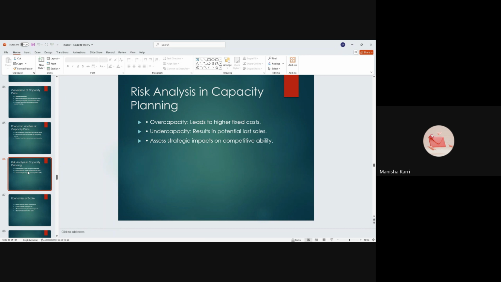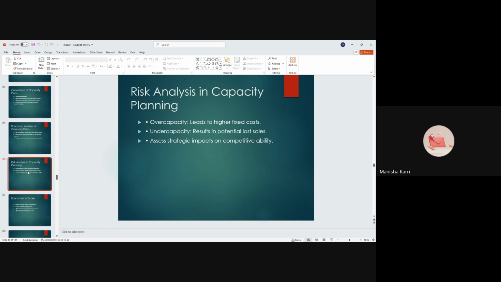The first one here is overcapacity. Generally, overcapacity happens when a business has more production capacity than needed. Okay. This means it has too much equipment or space or workforce relative to demand. Coming to the risk, having too much capacity leads to higher fixed costs because the company has to pay for facilities like equipment and labor, regardless of how much it's producing. These fixed costs eat into the profits when they are not offset by sales.